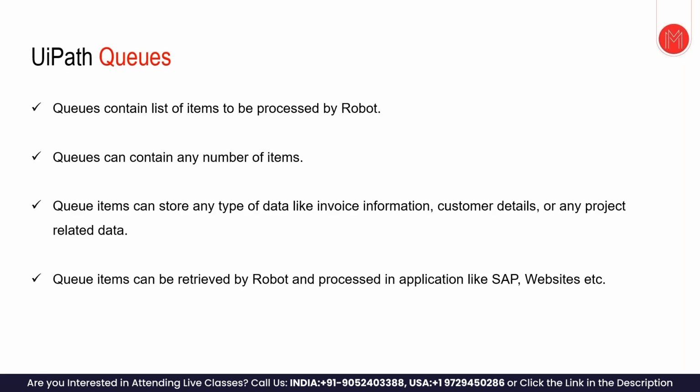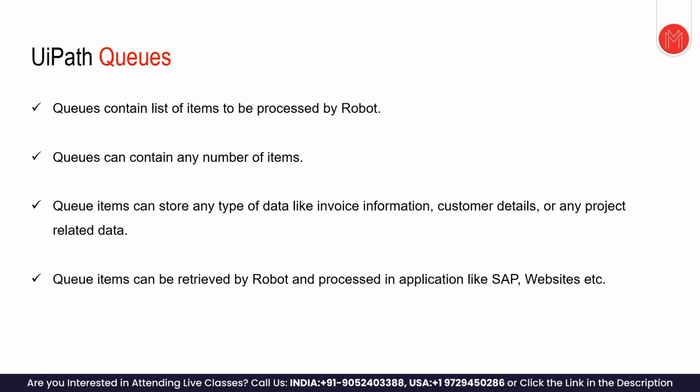Queues are going to contain a list of items to be processed by a robot. A simple example would be your billing counter. At a billing counter, there are multiple people standing in the queue and only one person can do the billing at once, while all others have to wait in the queue for their turn. Similarly here, the person doing the billing will be a robot and all the people waiting in the queue are going to be your queue items.